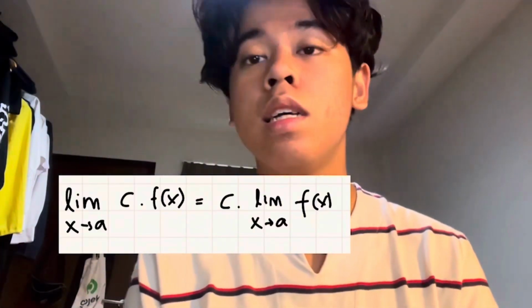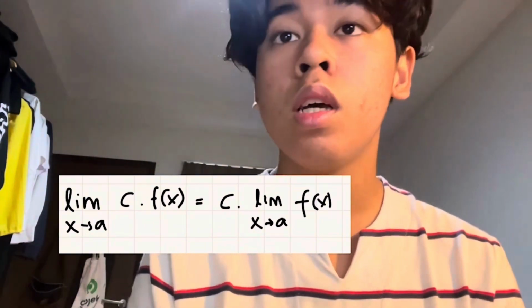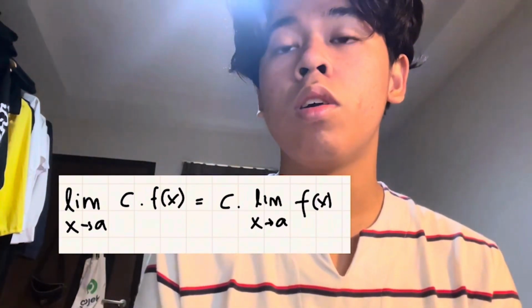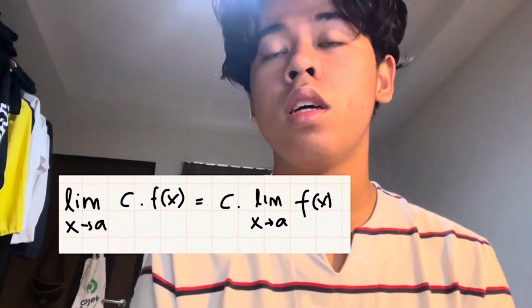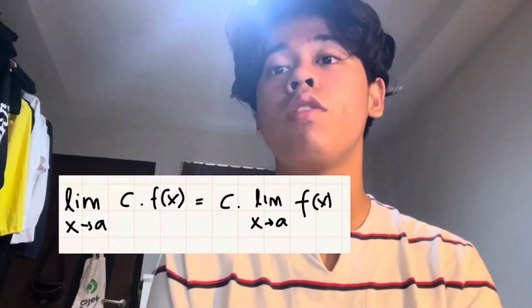And then the second form or second type is limit x approaching a of c times function of x is equal to c times limit x approaching a of function of x.